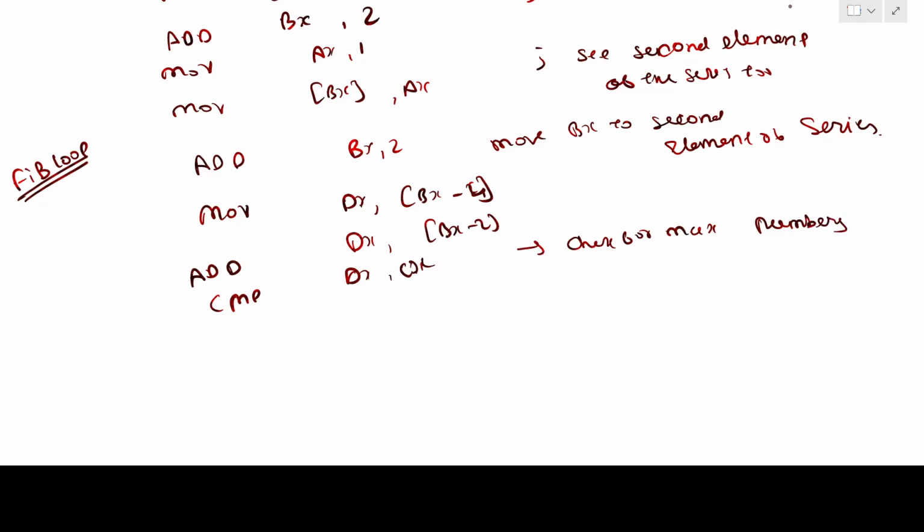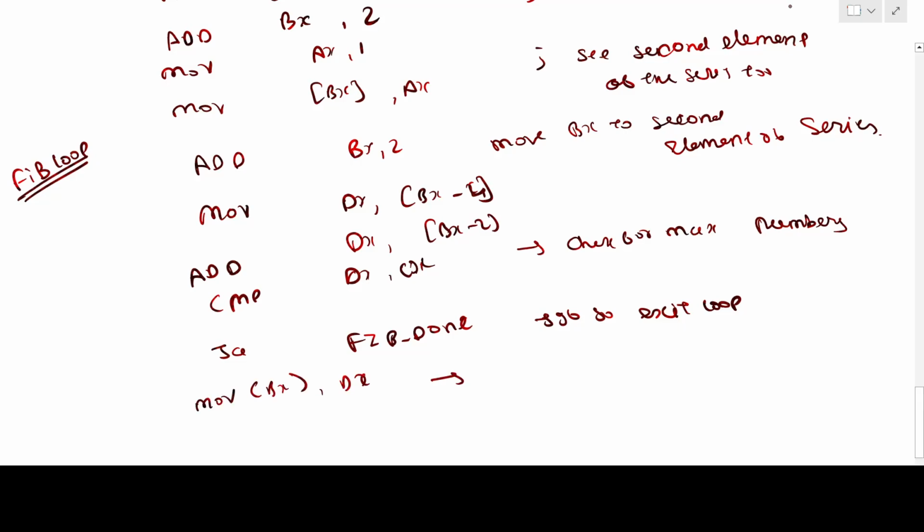We compare dx with cx, then we check: jg fib_done. If so, exit loop, and then mov [bx], dx. Otherwise, store the next number of the series.